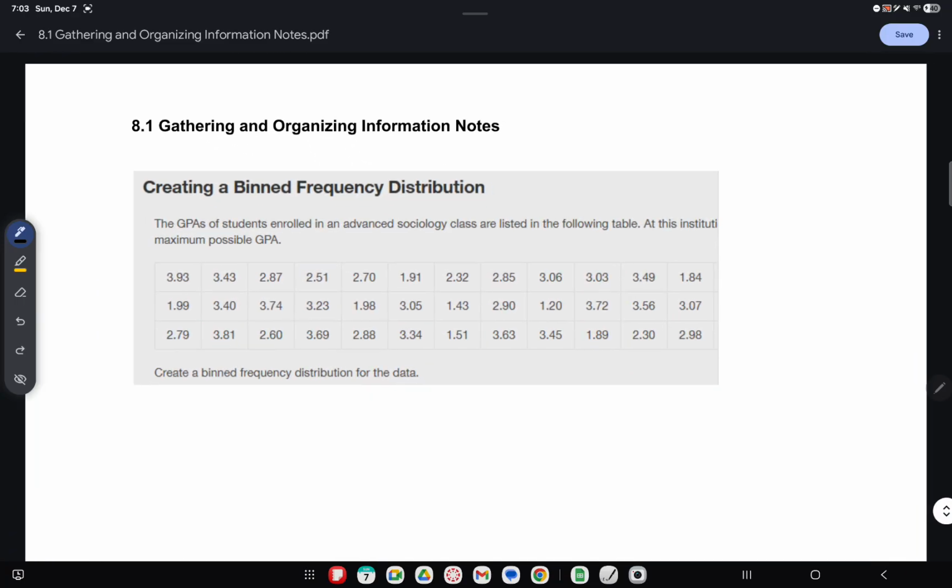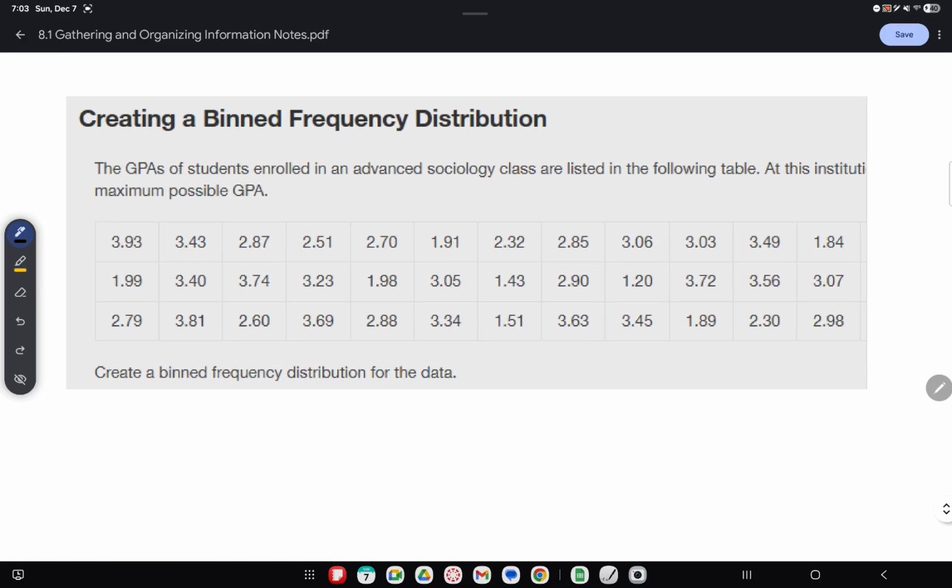And we have something called binned frequency distributions. So these are GPAs of students that are enrolled in advanced sociology class. All these GPAs are in decimals, and I don't want to have a frequency chart of every single data value, right? So I might want to bin them up. So GPA and frequency.